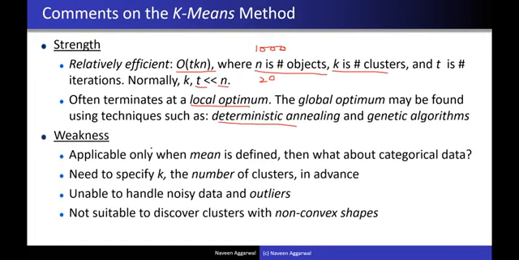Now the weaknesses. It is applicable only when a mean is defined. For categorical attributes, you cannot calculate the arithmetic mean, or you have to calculate the mean in a different way. It is not easy to calculate the mean for categorical data; you have to define it differently, but still it is not directly applicable in these algorithms.